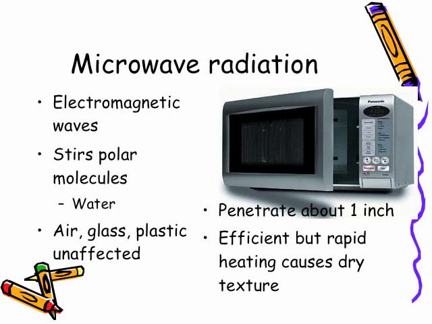Microwaves are electromagnetic waves that cause a stirring of the polar molecules in the food that are, again, primarily water. Things like air and glass and plastic are not affected. Microwaves penetrate to a depth of about 1 inch in the food, and it's fairly efficient for small pieces of food, but it does cause drying of the texture because of the movement of those water molecules.